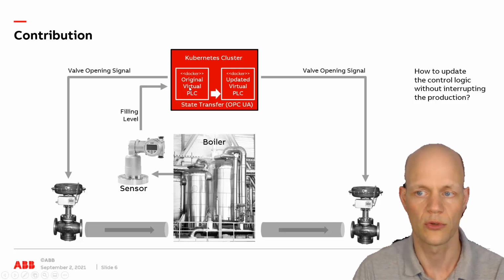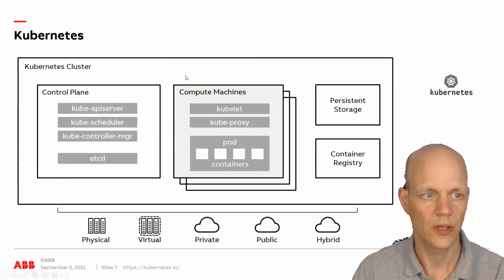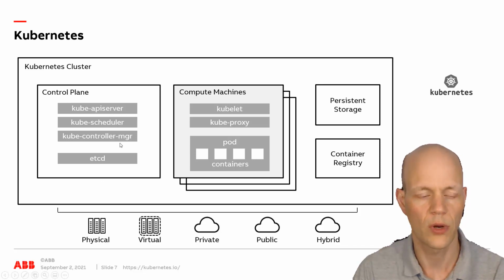That's the entire approach. So the parts we need for that is first Kubernetes. Here's a very short overview on what that is. So you have essentially a control plane to manage different software containers. You have an API server, a scheduler, and a controller manager, and then you have a configuration database called etcd, which takes the entire configuration of the system in terms of which containers and pods, for example, are deployed. And then there are several compute machines which run the actual software containers.